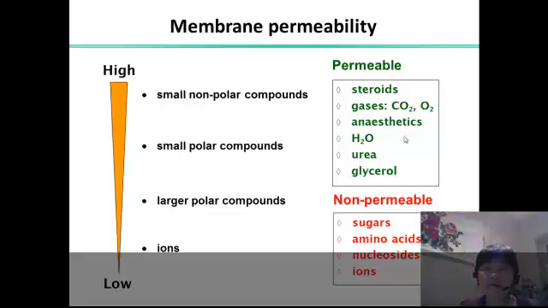Other molecules are anesthetics and water. Water is a small polar component. The water can cross the membrane without problem. That is because of the aquaporin channels. We will talk about this in osmosis. Urea is easy to cross because it's a small nonpolar component. Glycerol is also easy to cross.